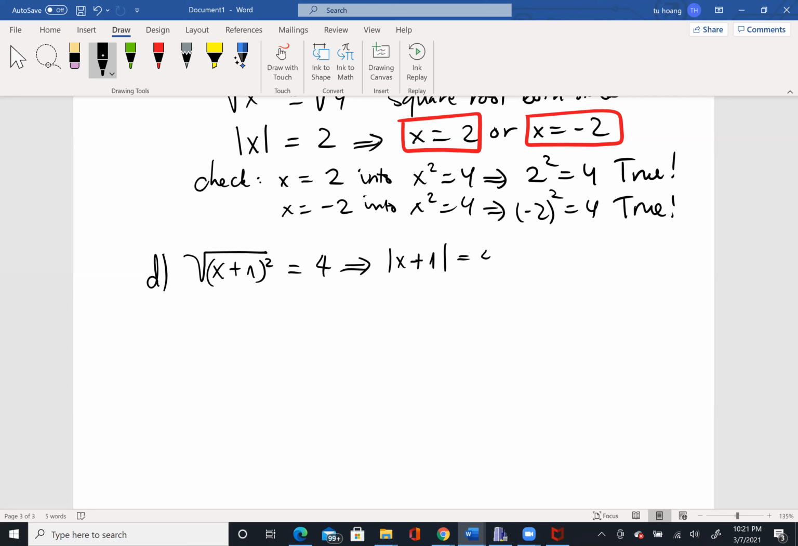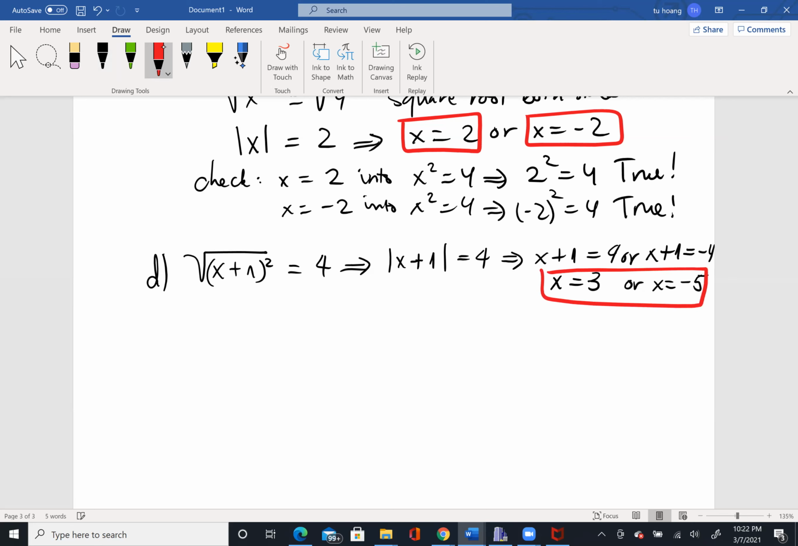And that will give you x plus 1 equals 4 or x plus 1 equals -4. So then I have x equal to 3 or x equal to -5. You subtract both sides by 1. Okay. That should be the answer of this one.